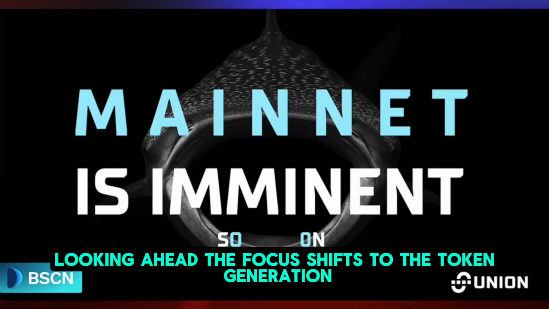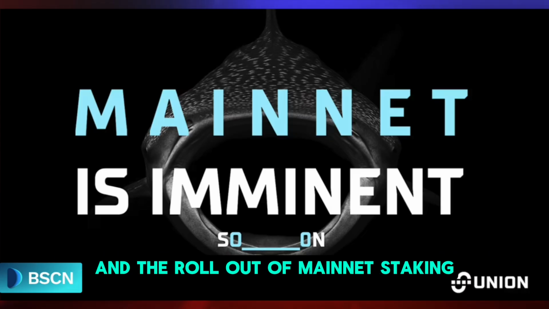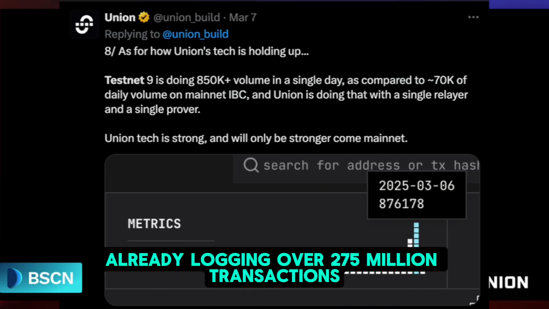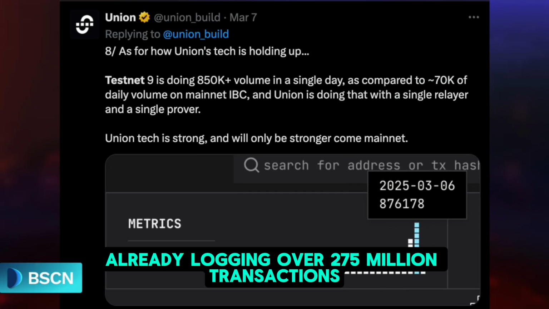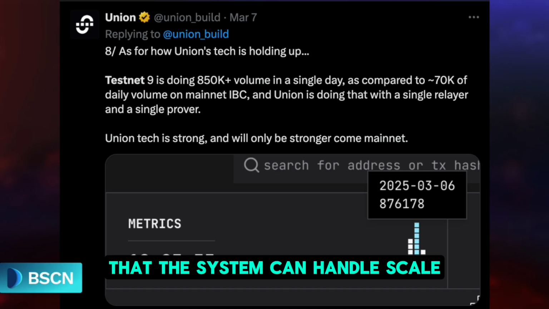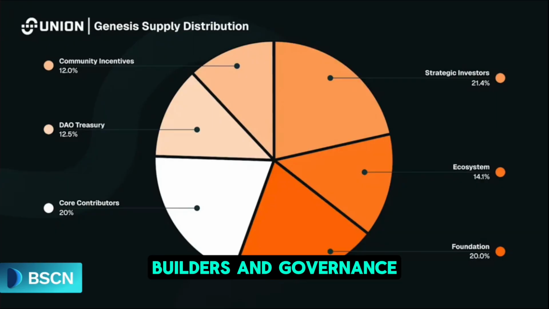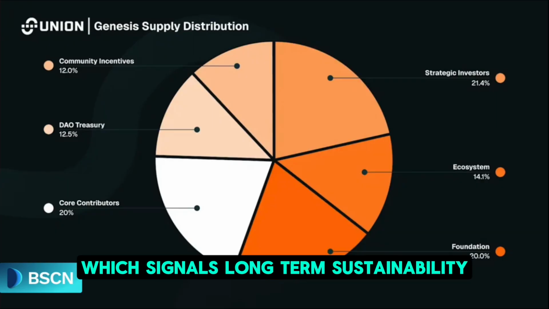Looking ahead, the focus shifts to the token generation event, eligibility checkers, and the rollout of mainnet staking. With Union already logging over 275 million transactions on testnet, the Foundation has proof that the system can handle scale. Nearly 60% of the supply is directed towards users, builders, and governance, which signals long-term sustainability.